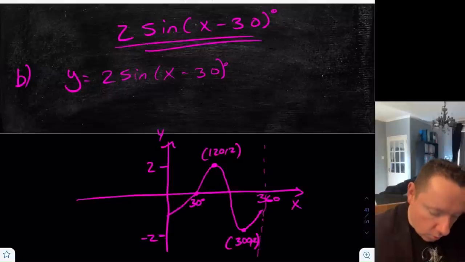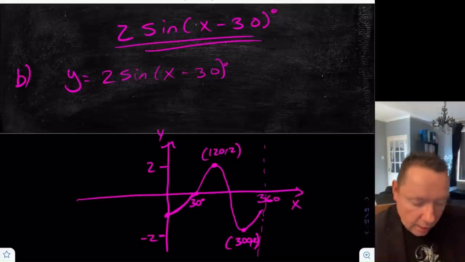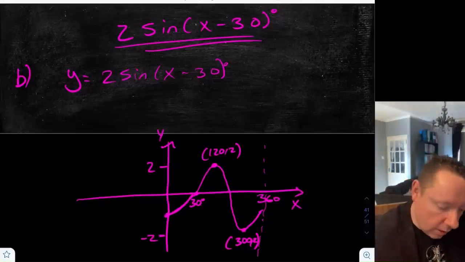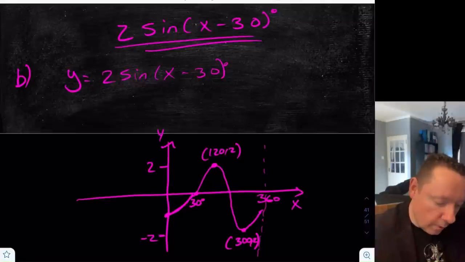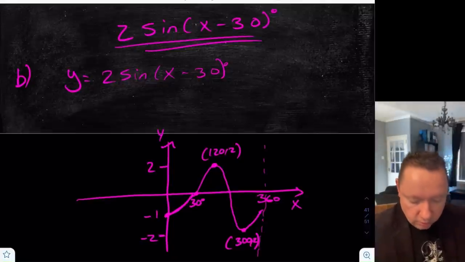We could notice where it cuts the y-axis. So it's going to cut the y-axis here, which is when x is zero. If you put zero into this, you get the sine of minus 30, which is minus a half, times 2 is minus 1, so you could note minus 1 there. And there you go, you've drawn a sketch of the graph. You could tidy that up a little bit.